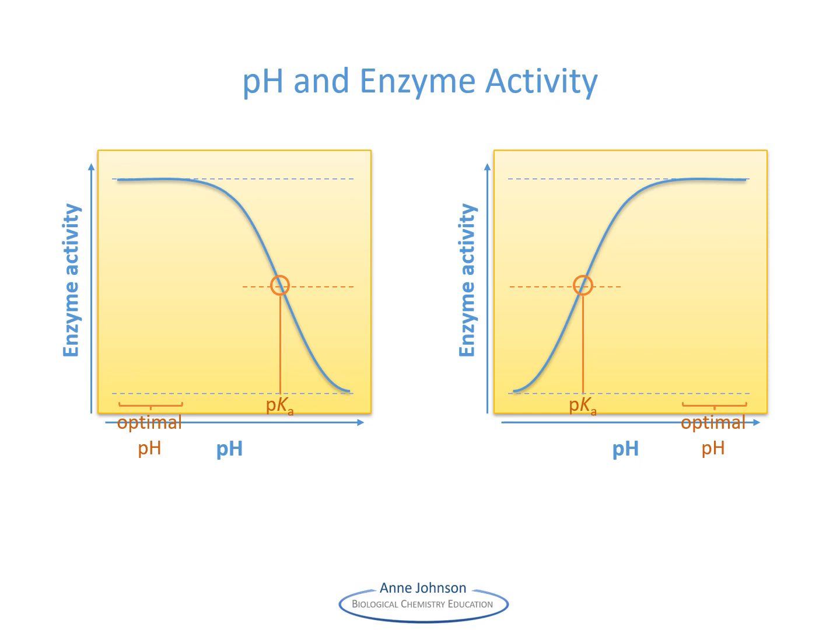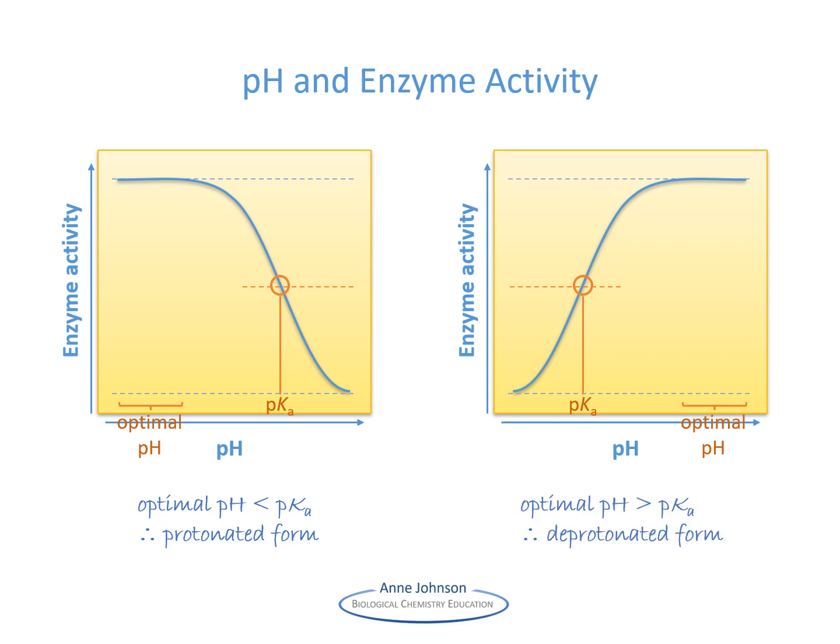The curve on the left is for an enzyme that is more active at pH values lower than the pKa, indicating the acidic or protonated form of the residue is required. The curve on the right is for an enzyme that is more active at pH values greater than the pKa, indicating the basic or deprotonated form of the residue is required.